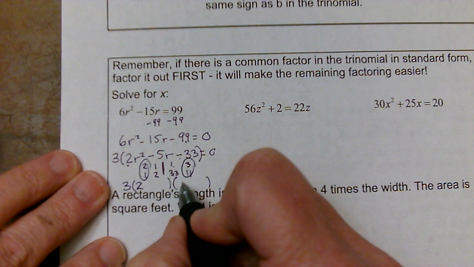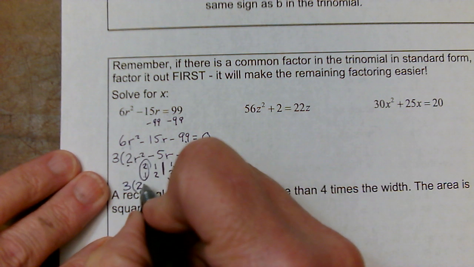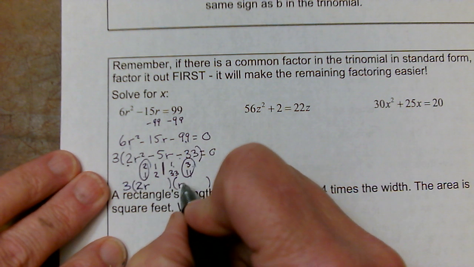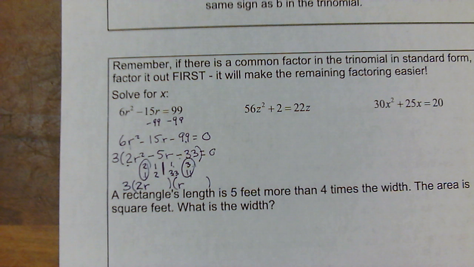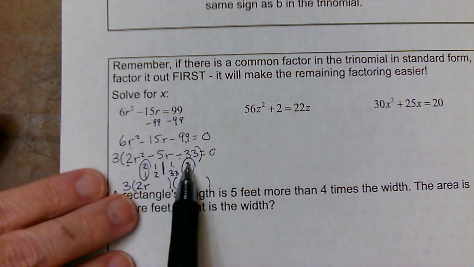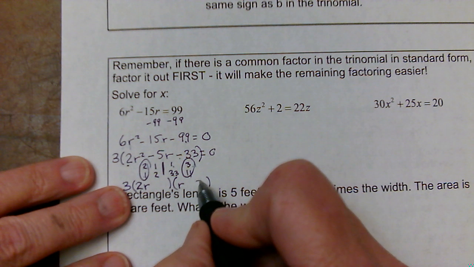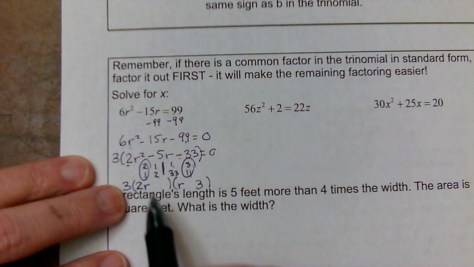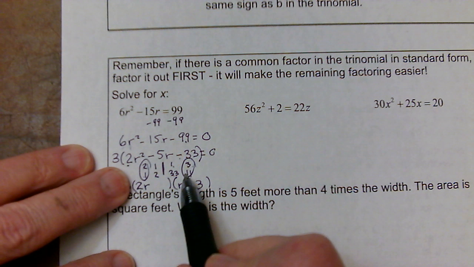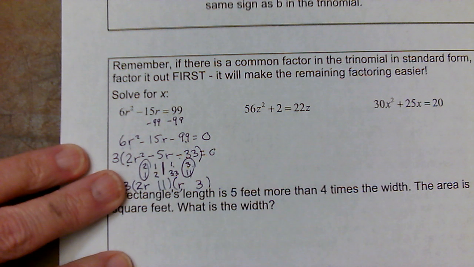So the 2 and the 1 lead off the 2 parentheses with the variable r. So I get 2r here and just r there. Remember, that's the same as 1r. The 2 got multiplied by the 3, which means they can't be in the same parentheses, so the 3 has to go over here. The 1 got multiplied by the 11, so since this is where the 1 is, the 11 has to go here.